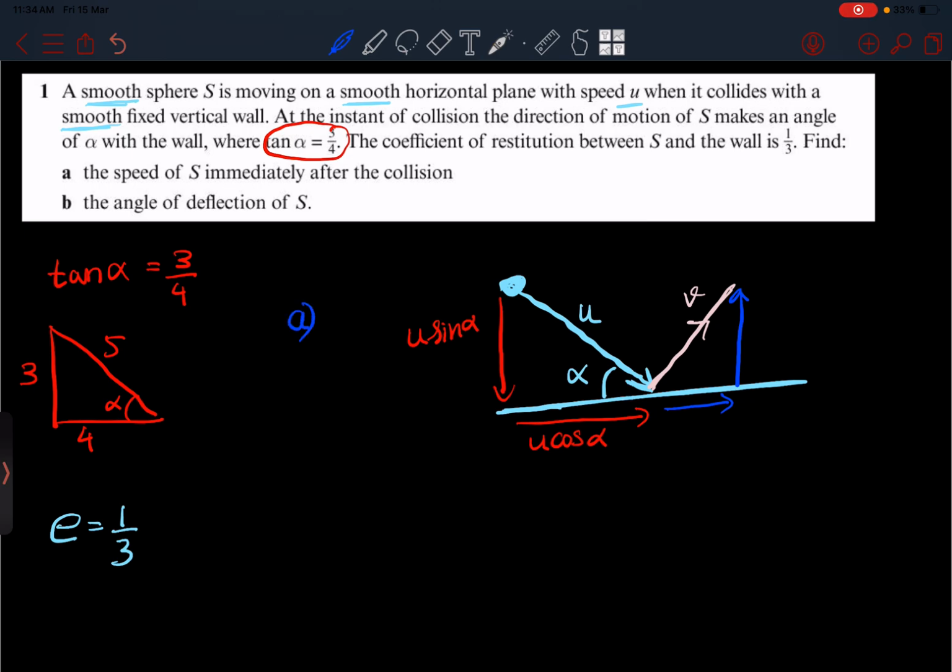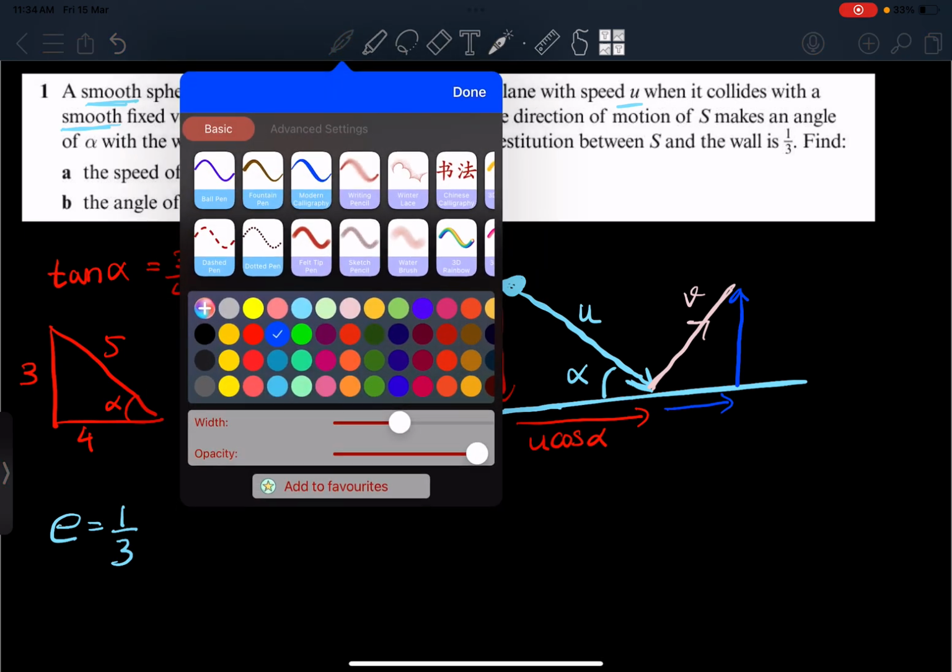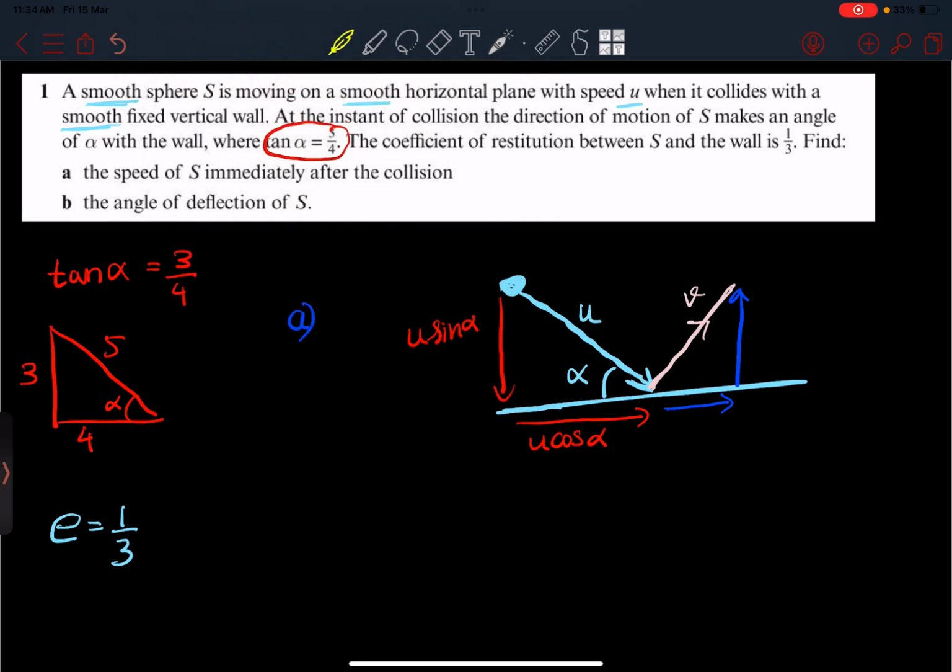For part A, I know that u cos alpha is going to be the same after the collision as well. So first let's find u cosine alpha. It is u times cosine alpha, and since tan alpha is 3 over 4, cosine is adjacent over hypotenuse, so that is u times 4 over 5. So I know this is 4 over 5 u. Now I have to find the vertical component.